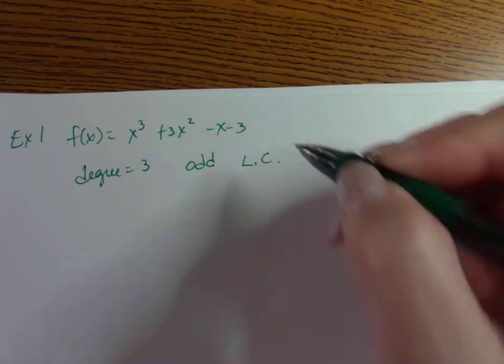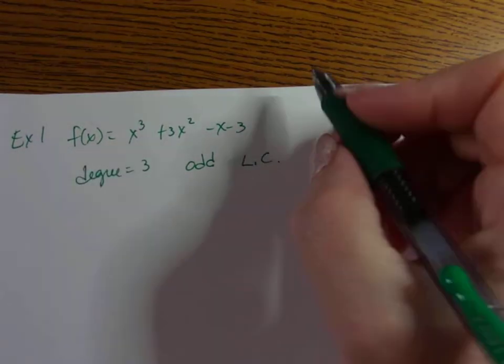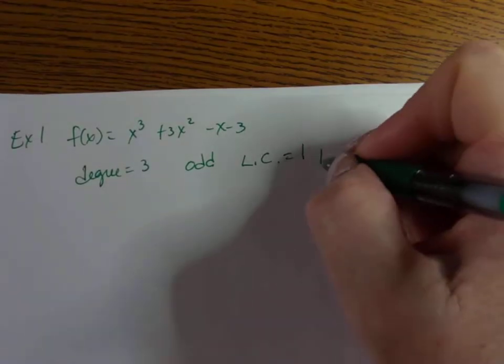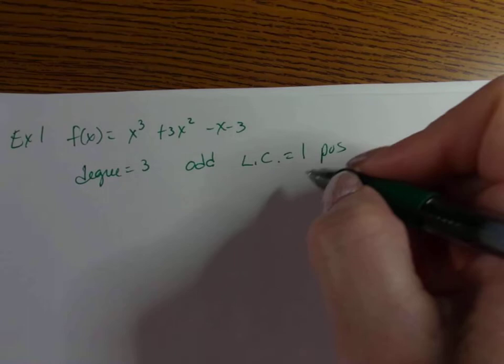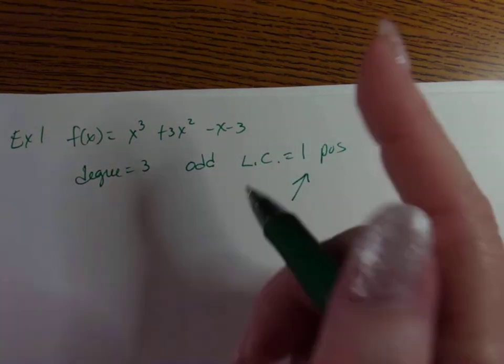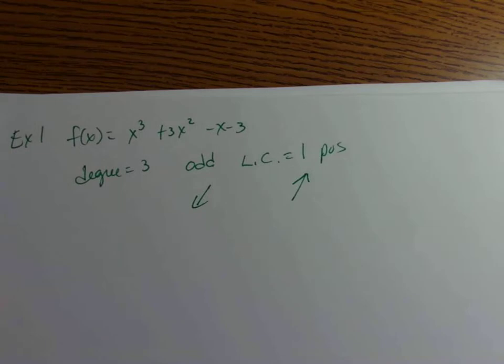And then we need to know what the leading coefficient is. We know that the leading coefficient is actually equal to 1 because there's no number sitting there, so we know there's a 1 there. But what we really care about is that it's positive. Because it's positive, we know it will go up. Because it is odd, we know that it will go the opposite direction.